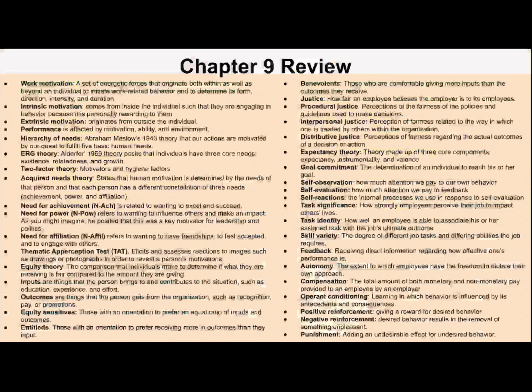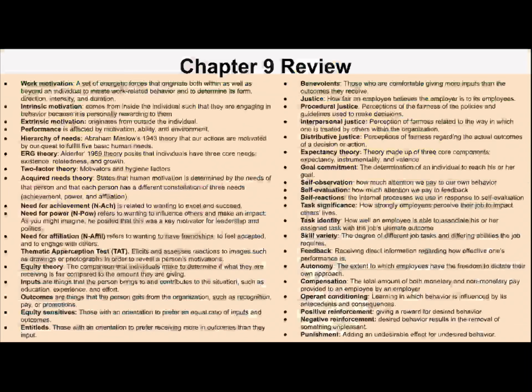The 2-factor theory is the one about the motivators and the hygiene factors. So remember, motivators make you satisfied with your job, and hygiene factors, only when they're bad, make you dissatisfied with your job. But them being good doesn't satisfy you.